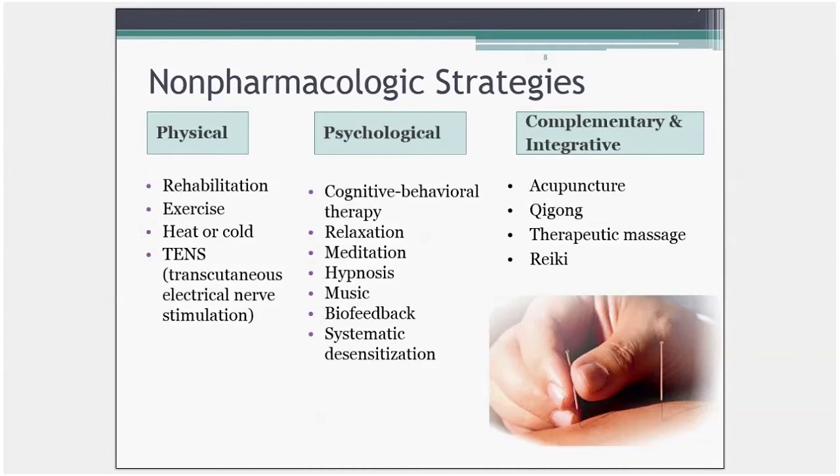Biofeedback can be helpful to teach patients about muscle tightening and tension and ways to allow their own strategies to reduce some of that tension. And in some cases, through the guidance of therapists, systematic desensitization can be of benefit. And then we have complementary and integrative kinds of techniques, things like acupuncture, qigong, therapeutic massage, Reiki. And we have other therapies that cross all of these three strategies.